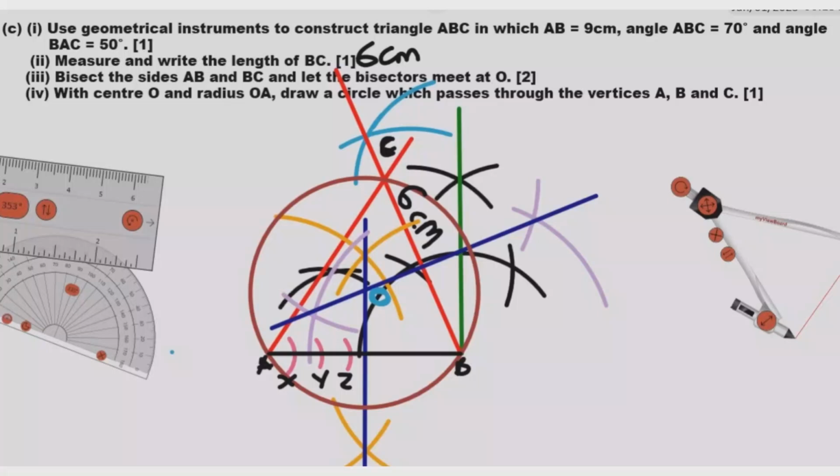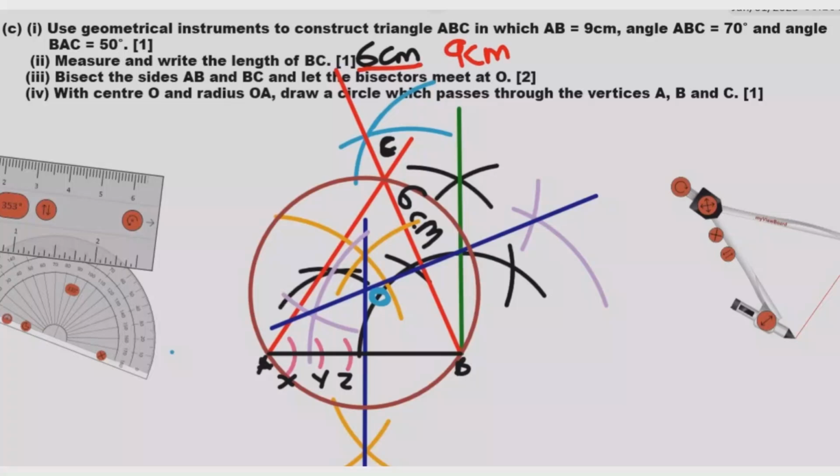However, I want to restate this point: I adjusted the sizes because the space was too small, and where we've got the answer to be 6 centimeters here on question 2, the actual answer should be 9 centimeters.